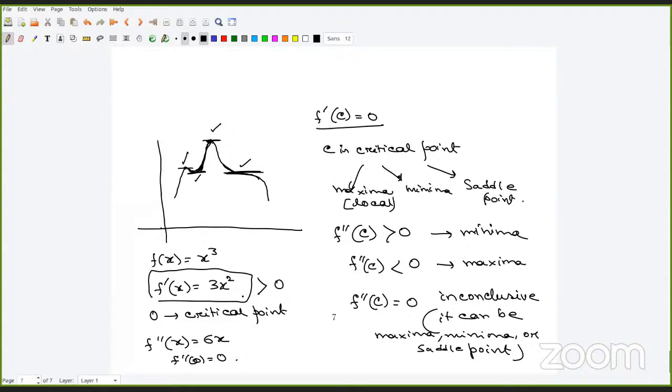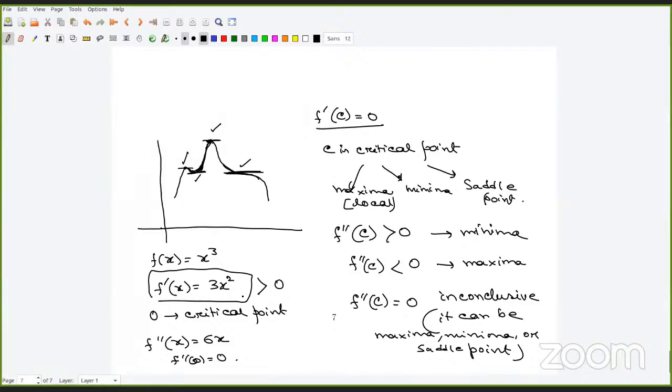But for x cube, even if you don't know the graph, suppose you don't know the graph of x cube. The argument I am giving, is it clear? That f dash x is always greater than 0, right? So that means it is always an increasing function. The slope does not change. There is no turning point, right?